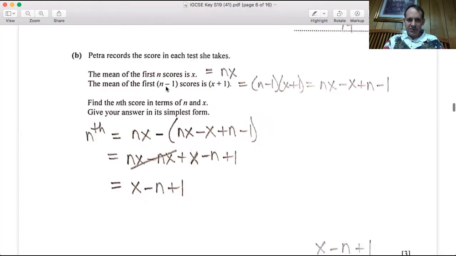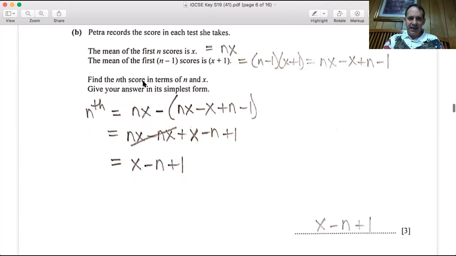The mean of the first n minus 1 scores is x plus 1. So again, if you want to find the total number of points, you multiply the number of scores, n minus 1, times the mean, which is the average. And when we multiply those together, you get nx minus x plus n minus 1. Doing the smiley face method here: n times x, negative 1 times positive 1, n times positive 1, and negative 1 times x. You get these 4.